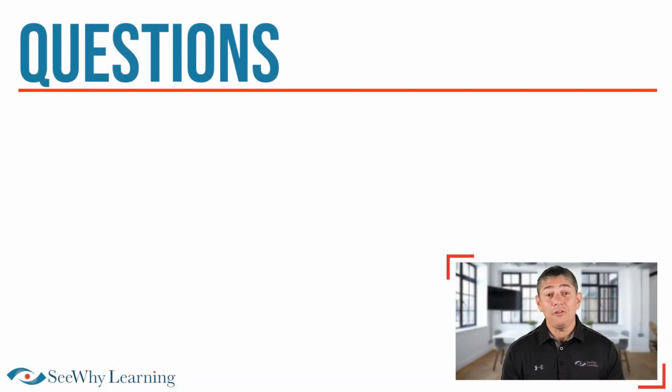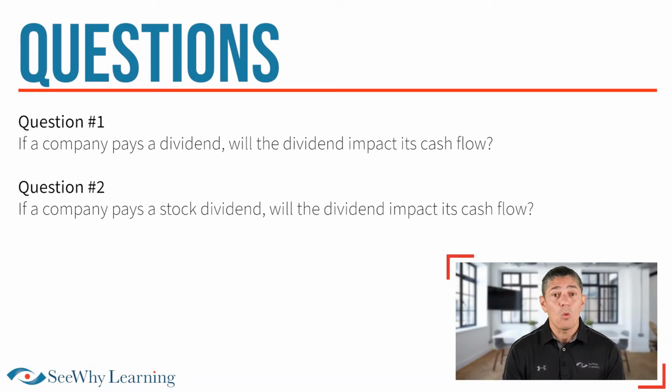But seriously, sometimes you need to get tricked in order to have that aha moment. Now, to make that happen, we will sometimes design an intentionally tricky question or place certain questions back to back to highlight a subtle point that you may have missed while reading the course content. Consider these two questions. Question number 1. If a company pays a dividend, will the dividend impact its cash flow? Question number 2. If a company pays a stock dividend, will the dividend impact its cash flow?